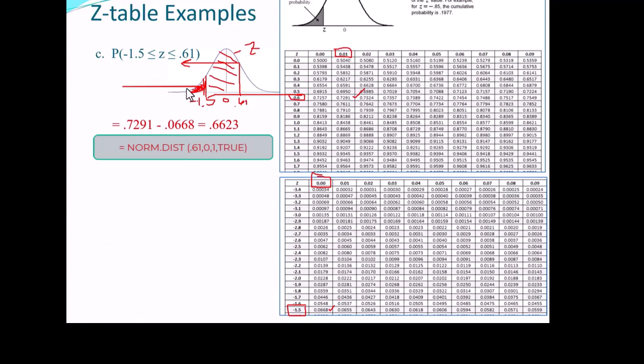I can find the norm.dist for the 0.61. That gives me the 0.7291 when I'm in Excel, and I'm going to subtract from it the 0.0668, which I'll get using the norm.dist function using a negative 1.5. Play around with it, see what you think. You can use them interchangeably. When you're working with standard normals, it doesn't matter which of these techniques you use. If you want to use a table, go for it. If you want to use the norm.dist function, that'll work too.